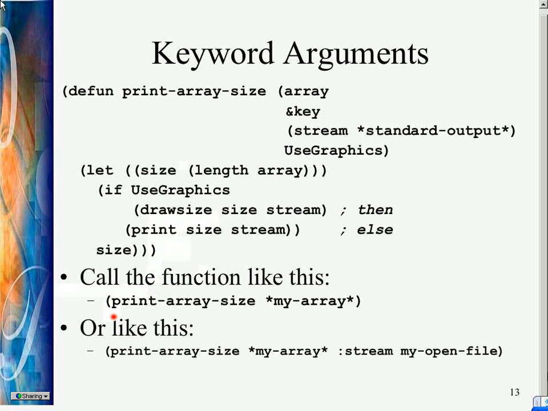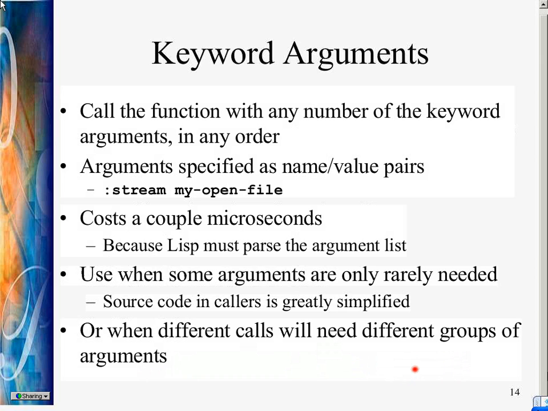Calls to the function look like this. Open parenthesis, the function name, and then the argument. Here we're assuming the value of the global variable myArray is an array. We're calling it just with the one required argument. In this case, we call it with the one required argument and the keyword argument stream with its value, some open file. So you call the function with any number of keyword arguments. You can put them in any order, and you can call it with 0 or all of them.